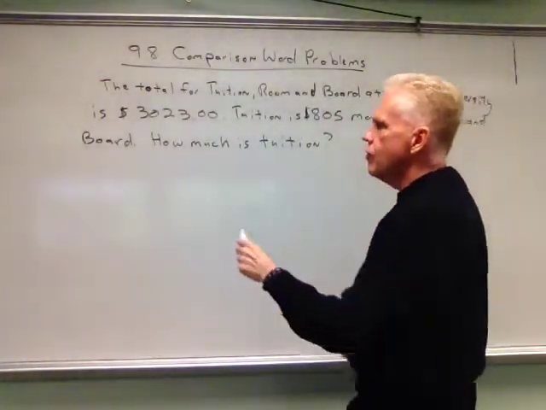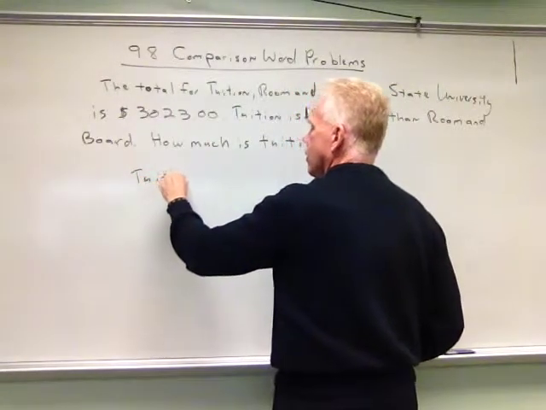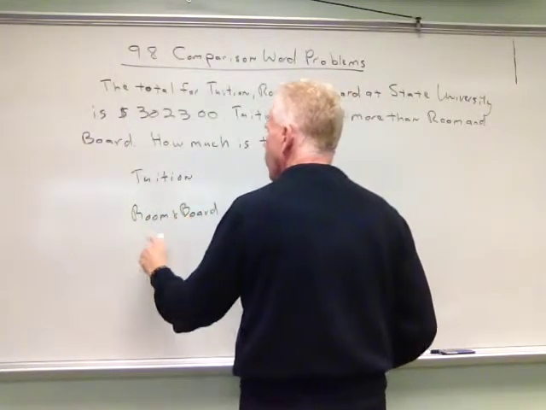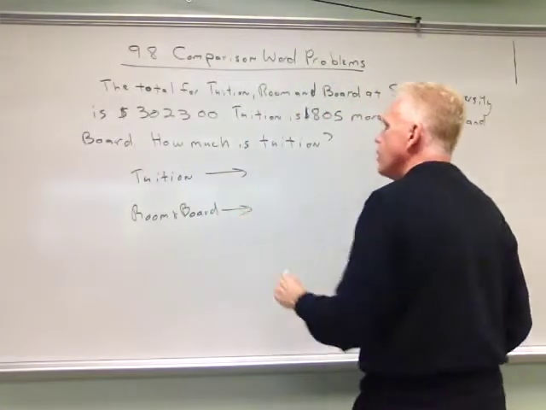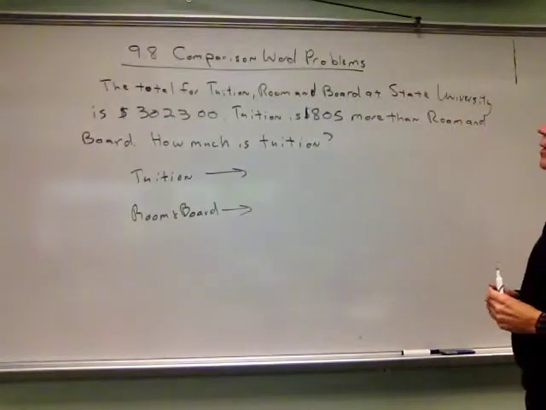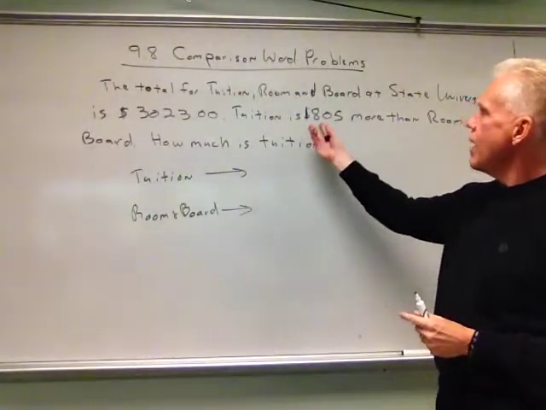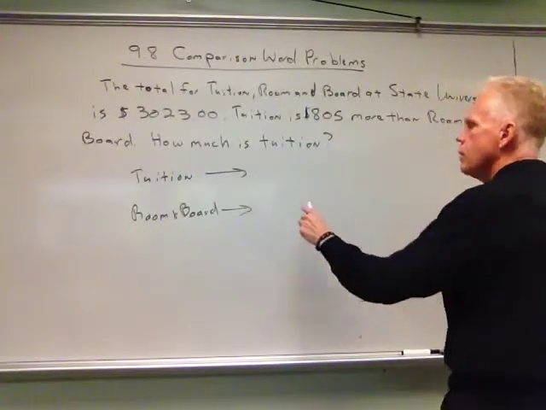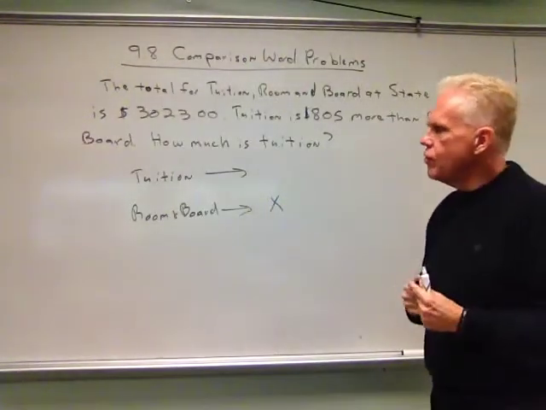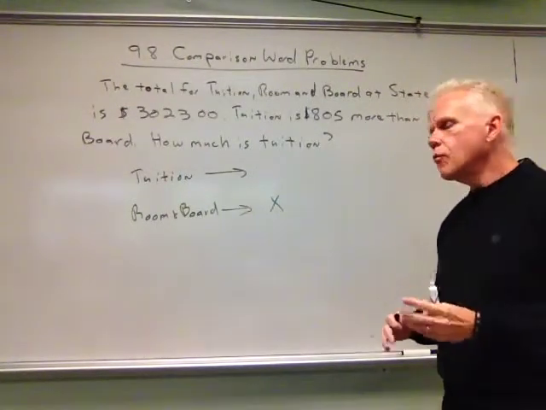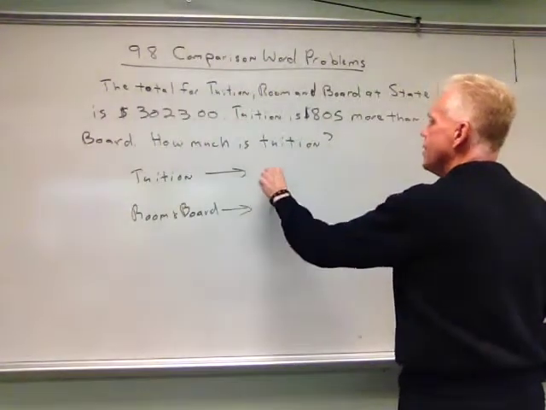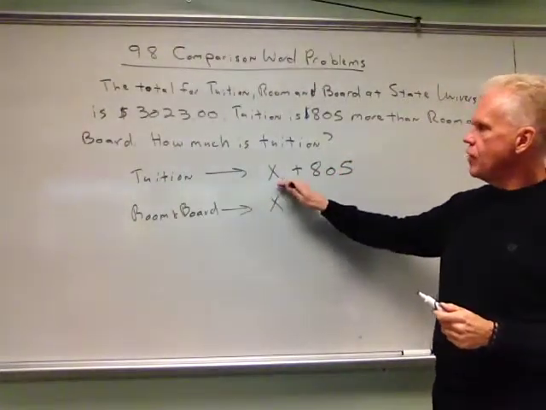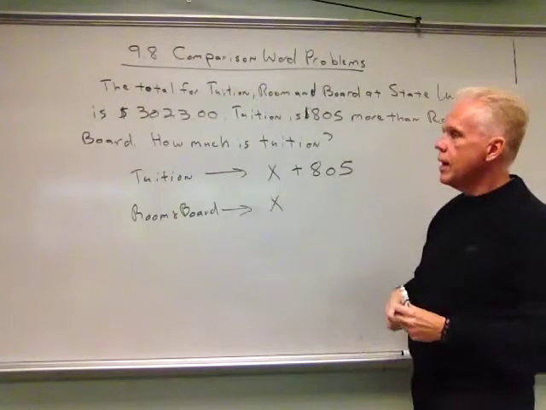So what we have, guys, is we have 2 things here. We have the tuition and we have the room and board. Now, the one we know the least about here, we know something about the tuition. We know that it's $805 more than the room and board. We really don't know anything about how much room and board is. How about we call room and board x? Room and board is just simply x number of dollars. Well, whatever the room and board is, the tuition is going to be that much plus $805 more.